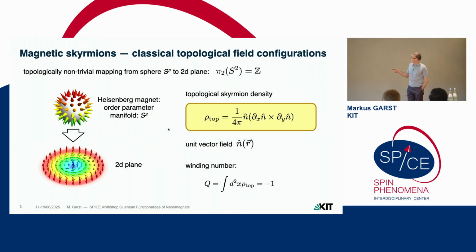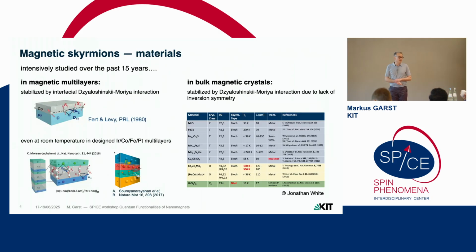Yeah, so on the classical level, these skyrmions have been intensively investigated over the last 15 years. I will just flash you some of the results. I will not aim to give you a comprehensive overview, but there was a very intensive effort. In particular, there are two systems where skyrmions have been identified experimentally. One is magnetic multilayers.